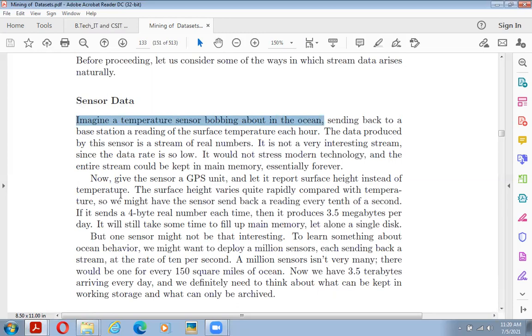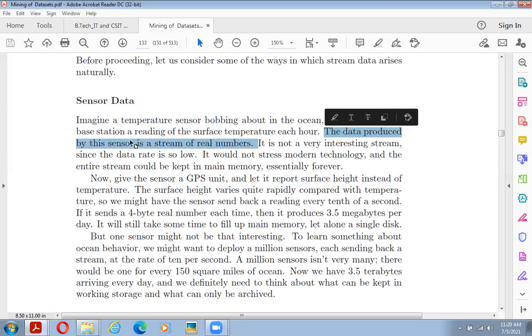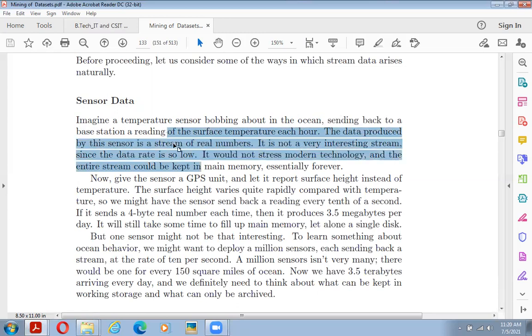I give this example in class. The sensor sends back to a base station a reading of the surface temperature each hour. The data produced by the sensor is a stream of real numbers. It is not a very interesting stream since the data rate is low. It would not stress modern technology, and the entire stream could be kept in main memory, even forever.